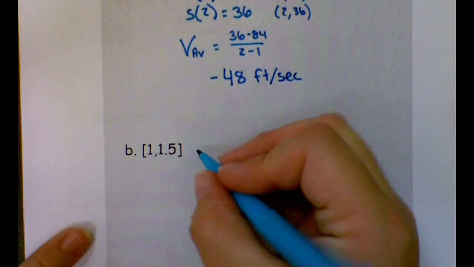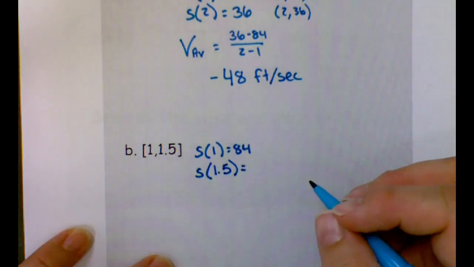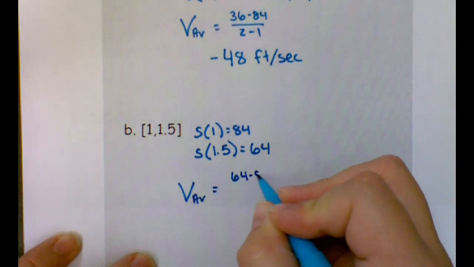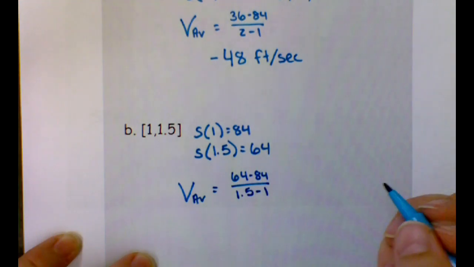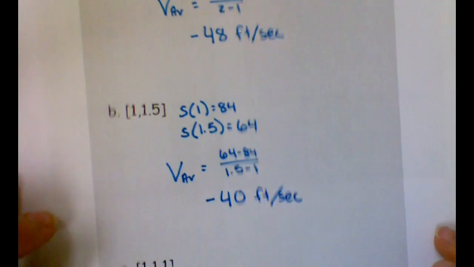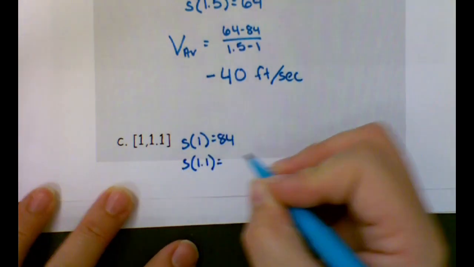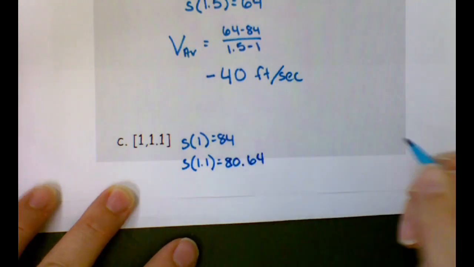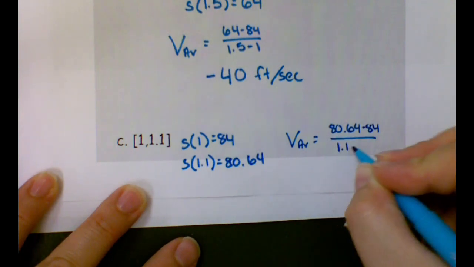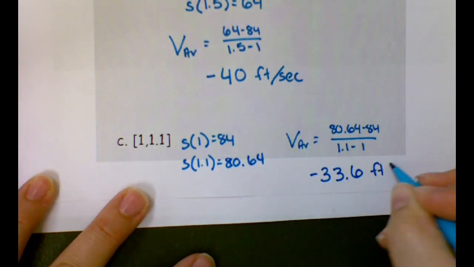For part B, well, I already know s of 1 is 84, and I use my calculator quickly to find s of 1.5, which is 64. So now I find my average velocity by taking 64 minus 84 over 1.5 minus 1, which gives me an average velocity of negative 40 feet per second. And same thing for part C here. I need s of 1, which I still know is 84, and s of 1.1, which is 80.64. So my average velocity is going to be 80.64 minus 84 over 1.1 minus 1. My average velocity is about negative 33.6 feet per second.